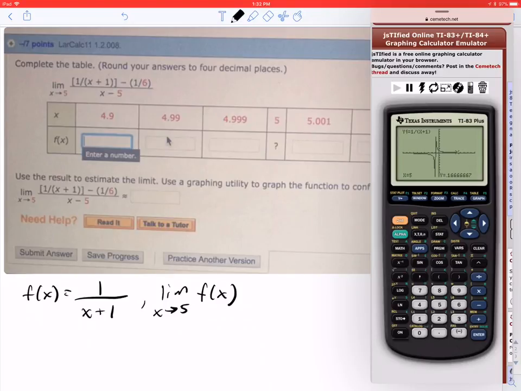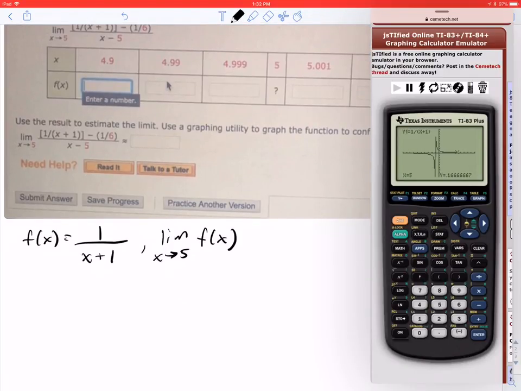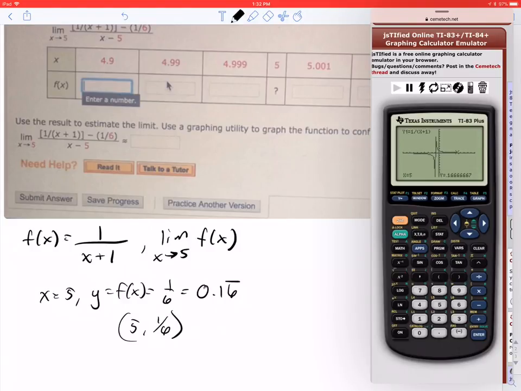So you plug in 5. So now when x is 5, the y, which is our f of x, is going to be 1 over 6, which is 0.16 bar. So that's like your x comma y. So you have your 5 comma 1 by 6. Now, that's when x is 5, the value of the function is going to be 1/6.